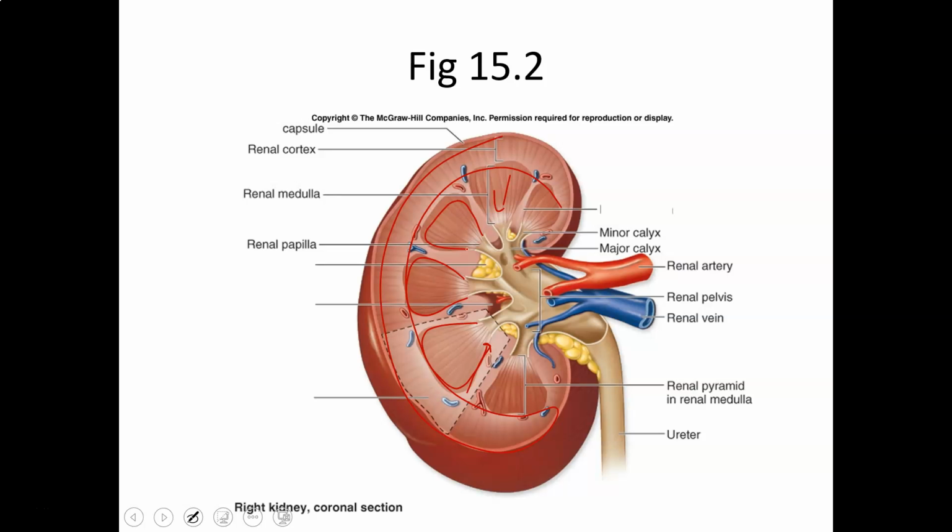There are extensions in between those pyramids. Those are called renal columns. So this is a renal column. That is a renal column. Not visible in this picture, or well, you can see it actually in the picture that's in your lab manual.